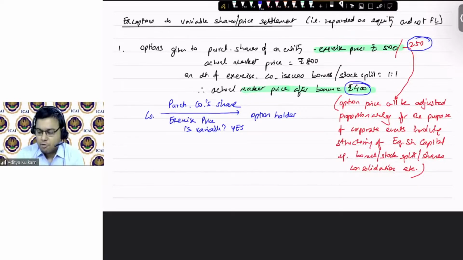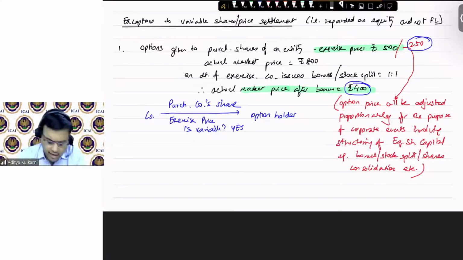and therefore we cannot really call it a variability. It is a mere pro rata adjustment. And therefore, in cases of share split, consolidation, etc., you are going to have what we call a variability in the price. In spite of that variability, the shares will be classified as equity.